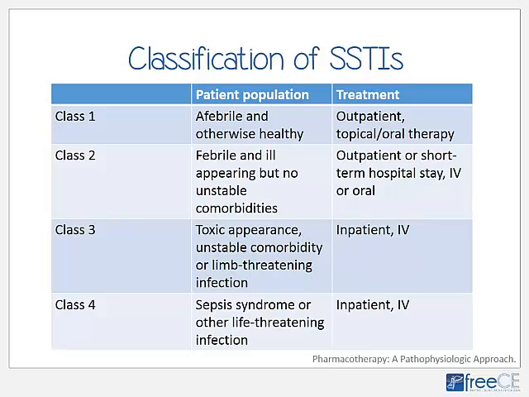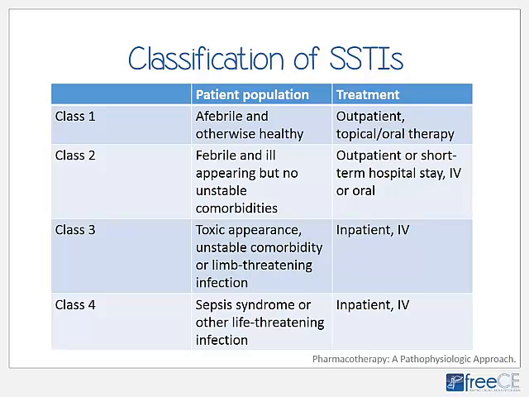The way this table is set up is that in your far left-hand column, you have the different classes, class 1, 2, 3, and 4. The middle column tells you about the patient population, and the far right-hand column tells you about the treatment. In class 1, these are afebrile and otherwise healthy patients who would be able to be treated outpatient with either topical or oral therapy. Class 2 is slightly more, probably mild to moderate. They're going to be febrile and ill-appearing, but no unstable comorbidities. Again, these could be either outpatient or short-term hospital stay, and could go with either IV or oral therapy.